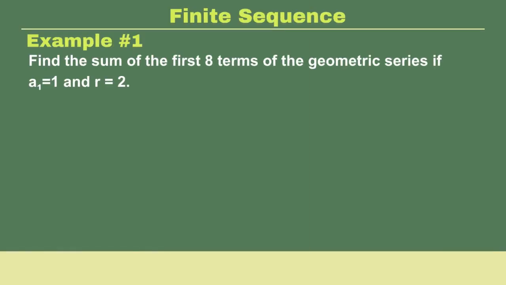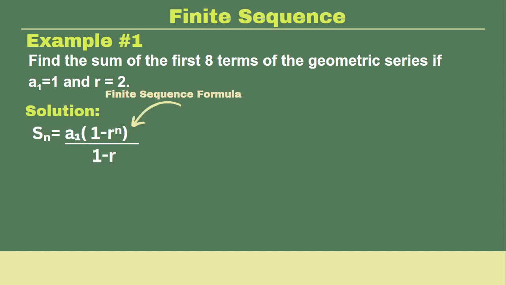Here, we have the example problem of finite sequence. Problem number 1. Find the sum of the first 8 terms of a geometric series if a sub 1 equals 1 and the common ratio is equal to 2. To find the sum of the first 8 terms of a geometric sequence, you can use the formula for the sum of a finite geometric series, which is S sub n equals a sub 1 times 1 minus r to the n over 1 minus r.